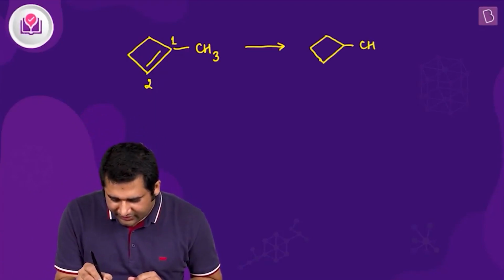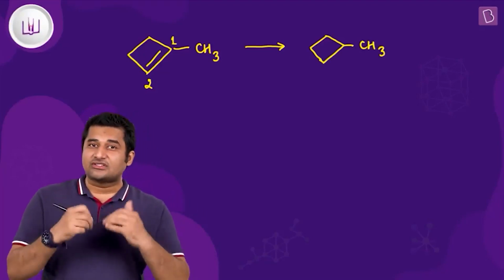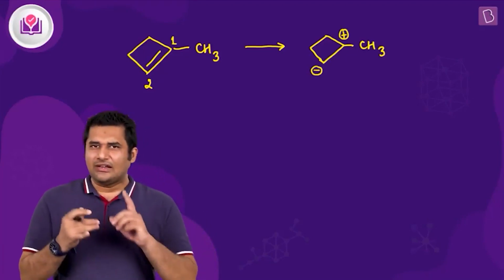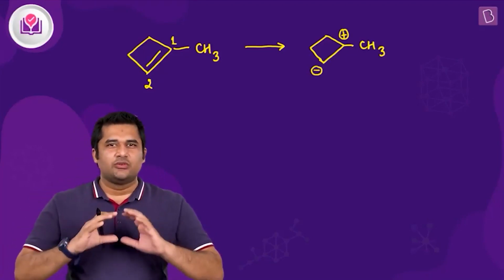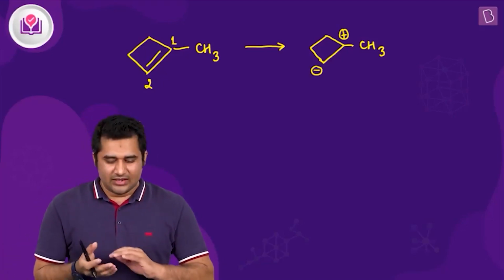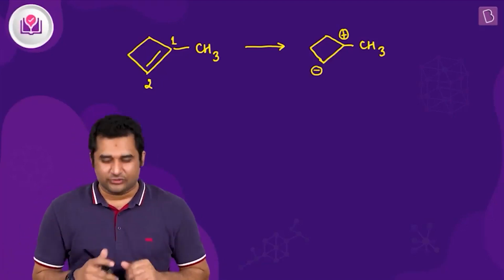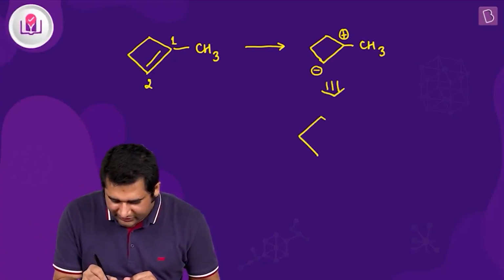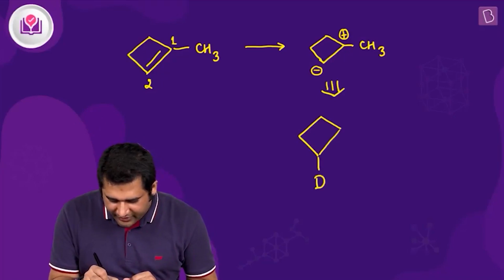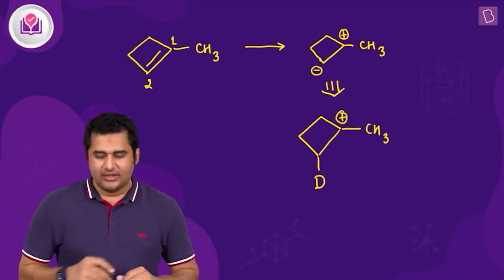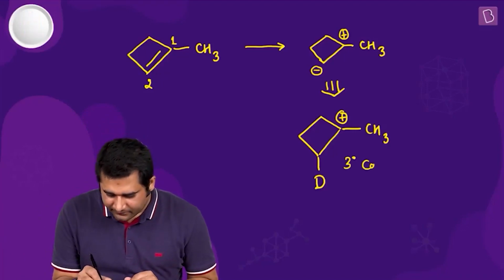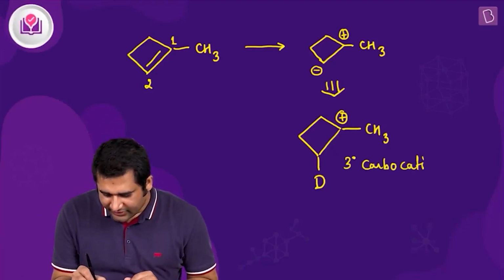Here you can see this is CH3. Now if electrons shift towards carbon number 2, then we will get negative here and positive here. But let me tell you clearly, this negative charge you will not be able to see during the reaction. Why? Because there is a simultaneous attack of D+ also. So practically what you will get is this particular molecule. Here you will find D and then CH3 with a positive charge over here. Now you can clearly see this carbocation that we are getting is a 3-degree carbocation.